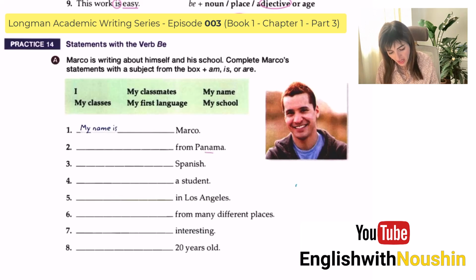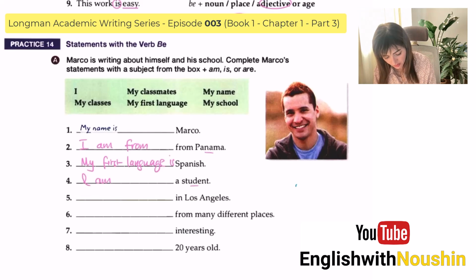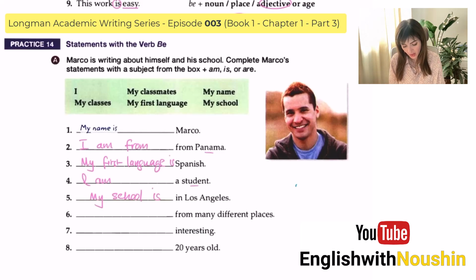So, my name is Marco. Panama. Panama is a country. So, I am from Panama. Spanish is a language, so my first language is Spanish. Student, it's a noun. I am a student. In Los Angeles, my school. My school is in Los Angeles. You could have written, I am in Los Angeles as well.